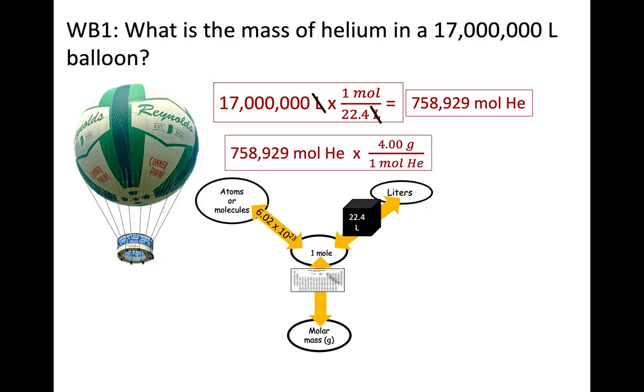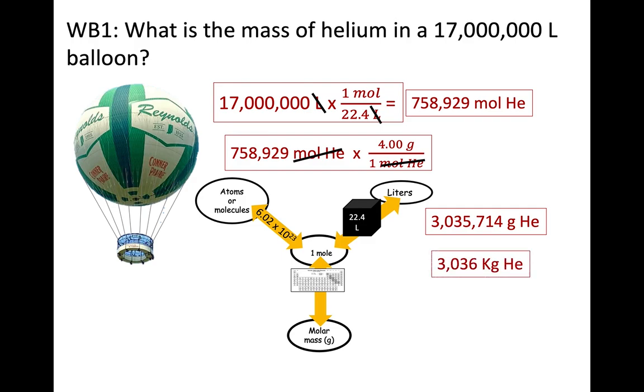And so 758,929 moles of helium, and the conversion is that 1 mole of helium is 4.00 grams. I put the moles in the denominator and the 4 grams in the numerator because I wanted to change from moles to grams. They cancel, and I'm left with 3,035,714 grams of helium, or a more digestible number, as you divide by 1,000 to convert it to kilograms. So it's 3,036 kilograms, so a little over 3 tons of helium in that balloon.